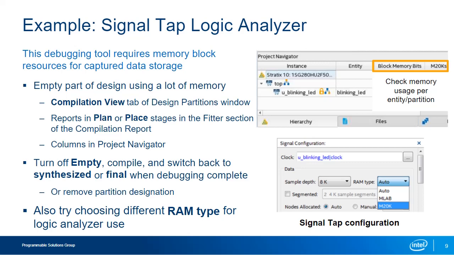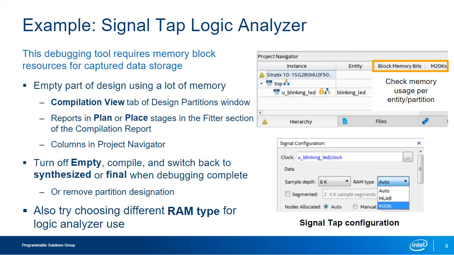When you are done debugging, turn off the empty assignment, set the preservation level back to not set to recompile the emptied partition, and then switch the preservation level back to synthesized or final. You could also simply remove the partition designation to force the logic to be reintegrated back into the design.